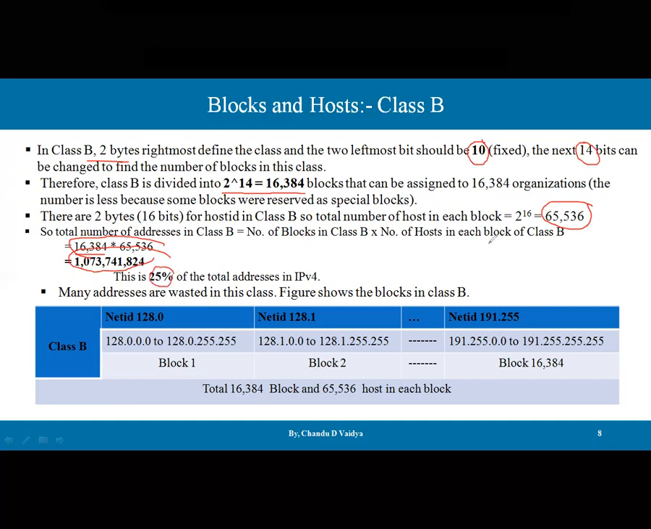Here also there is no organization which comprises 65,536 computers in a single organization. It is a very huge number also. Okay, so the maximum IP addresses are going to be wasted over here also.